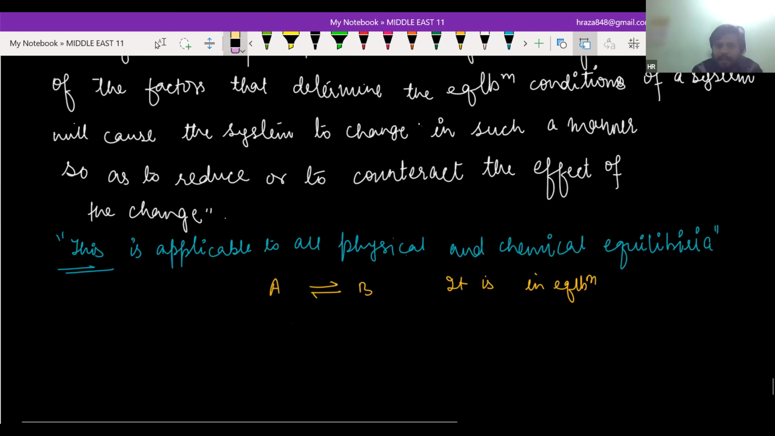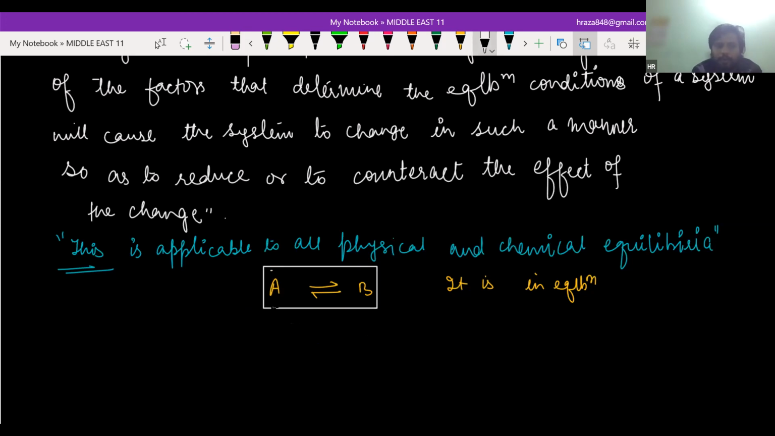Basically, what I said is, just let me know if you got Le Chatelier's principle. Le Chatelier's principle says that if a system is in equilibrium and by some means it is disturbed, like if you are going to increase the concentration of A. Okay, just let me take another example from our day-to-day life.